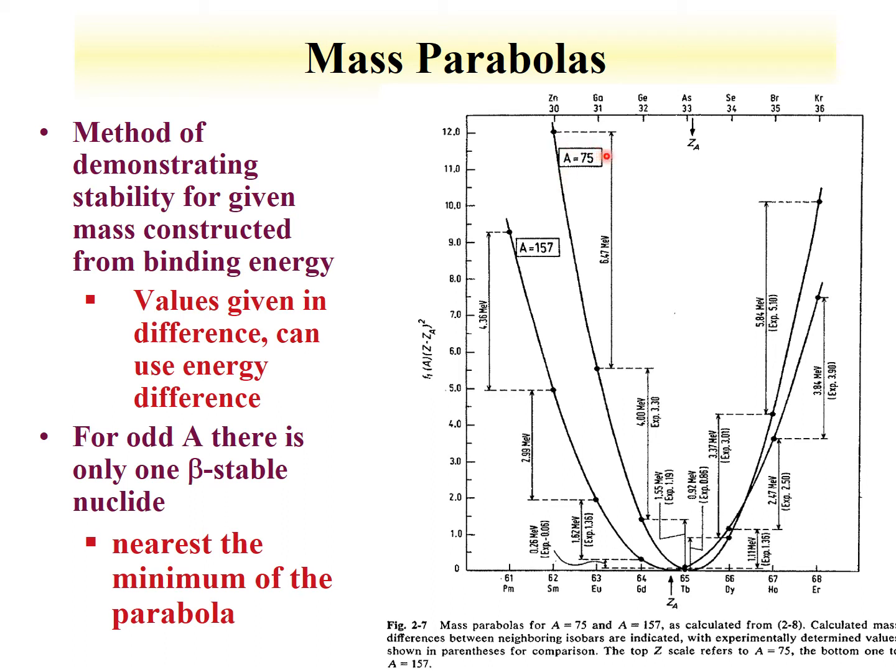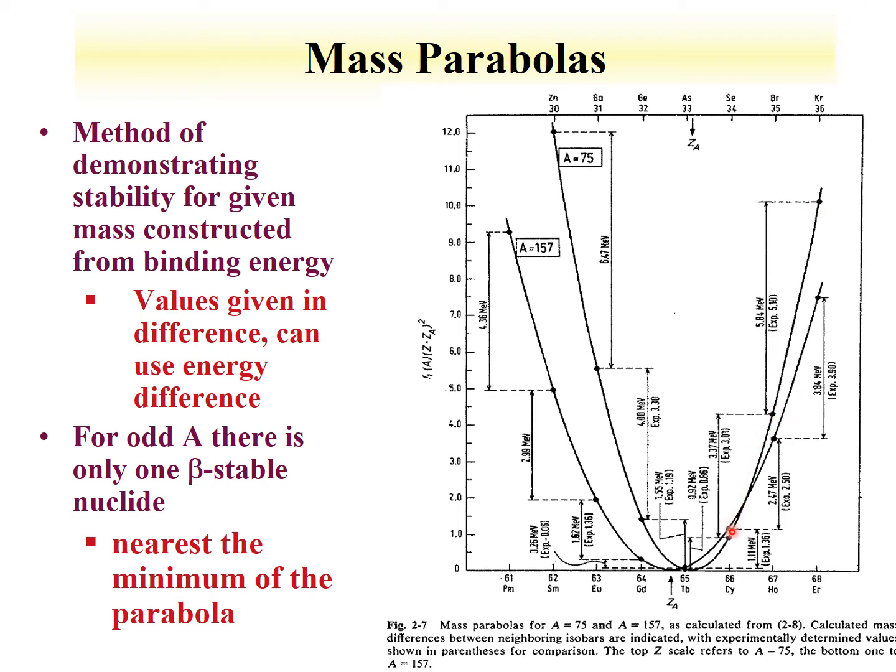So zinc 75 decaying to gallium 75 has this much energy, gallium to germanium, germanium to arsenic, and we see that there's a stability point here at arsenic. Krypton decays to bromine, bromine to selenium, and then the selenium to arsenic. If we go to the 157, we're looking at the lanthanides, we see a similar trend.